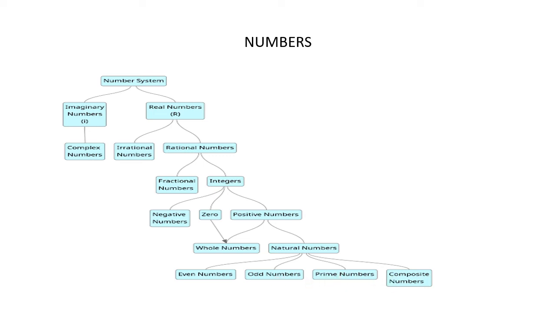Even numbers are numbers that are divisible by 2. Odd numbers are numbers that are not divisible by 2. Prime numbers are numbers that are divisible by only two numbers, 1 and itself. Composite numbers are not prime numbers and they are divisible by more than two numbers. Hope you have understood the definition of all these various types of numbers.